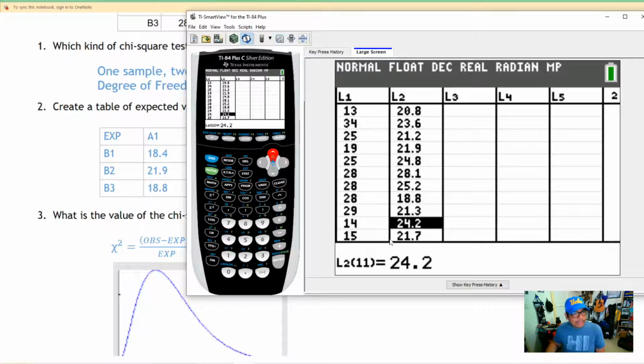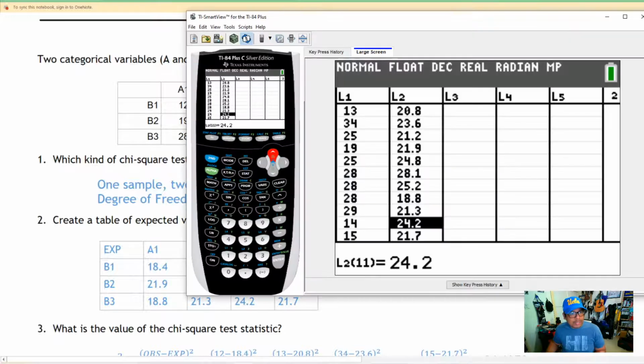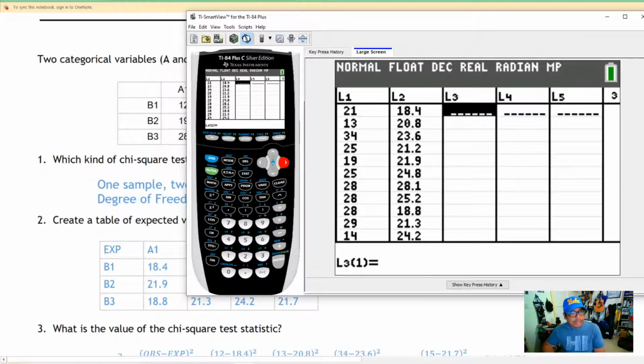So for example, this very last one, I have the expected is 21.7 and the observed was 15. And those two match position-wise. This one over here is 19 and 21.9. If we go back to this, we got 19 is B2A1, 21.9 is B2A1 as well. So they do need to match in position. Now to shortcut this so that you don't spend all day calculating things, you're going to go to the top of L3. Please notice that L3 over here is kind of highlighted, although it's in black, but it's highlighted.